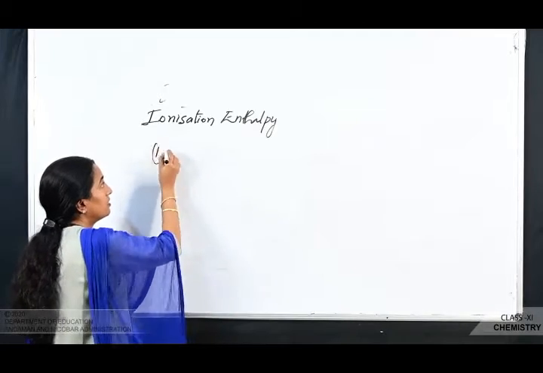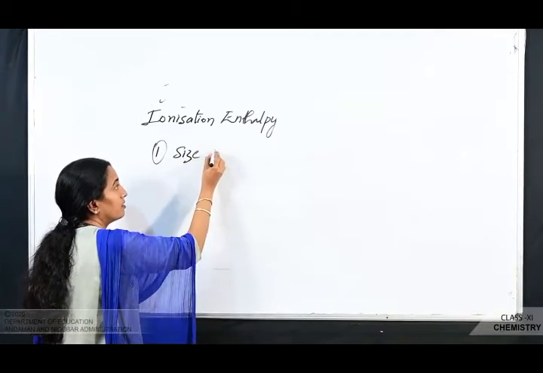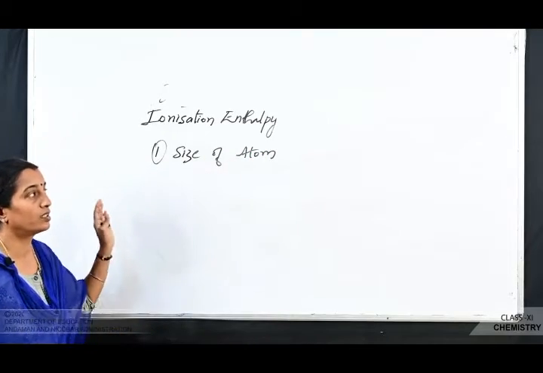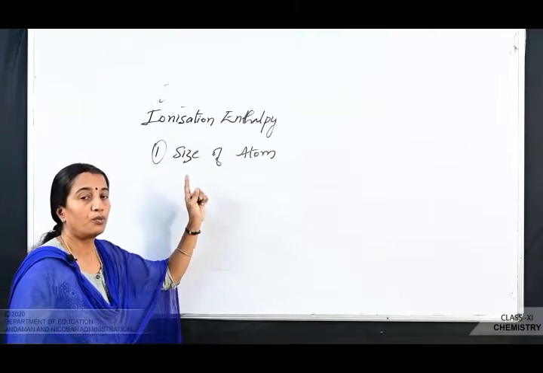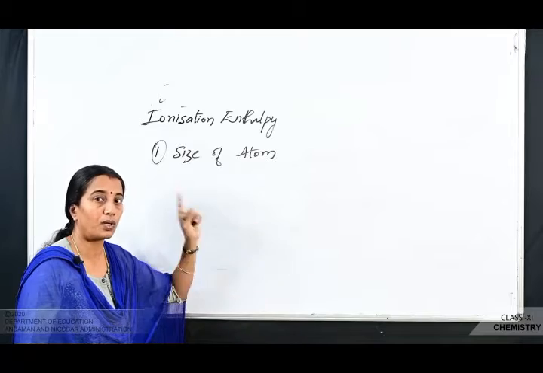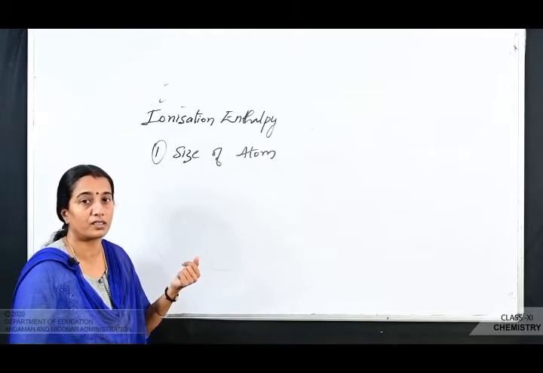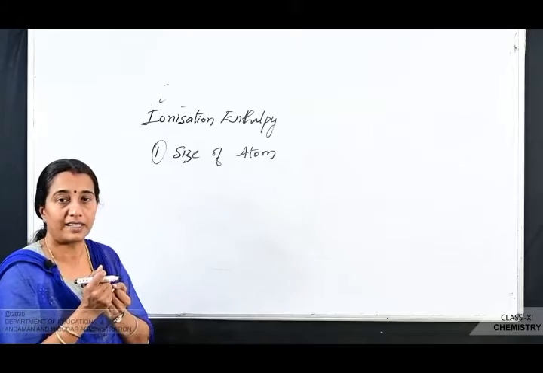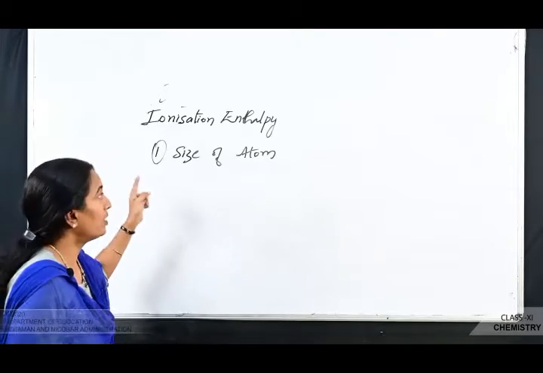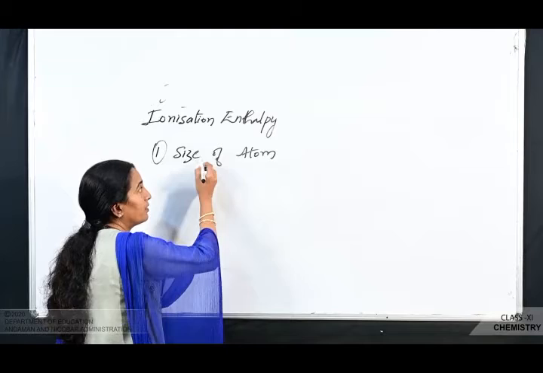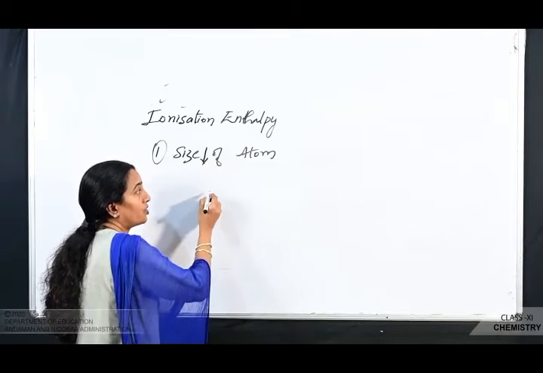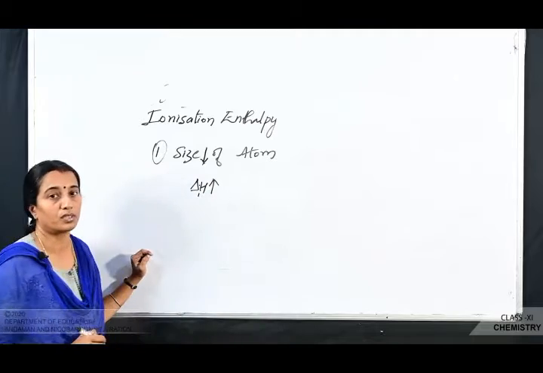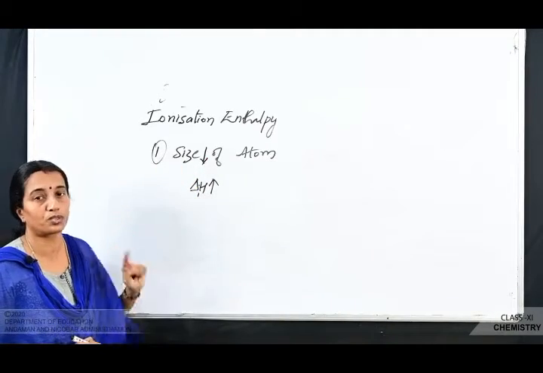First one, the size of the atom. So remember, when the size decreases, why does the size decrease? Because the pull is increased. If the pull is increasing, that means somebody is holding the electron tightly and more energy is required. That means when the size is decreasing, ionization enthalpy is increased. Remember, that means more energy is required to remove the electron.